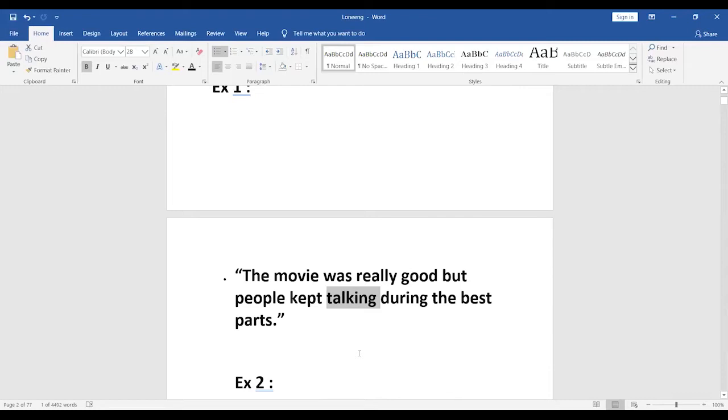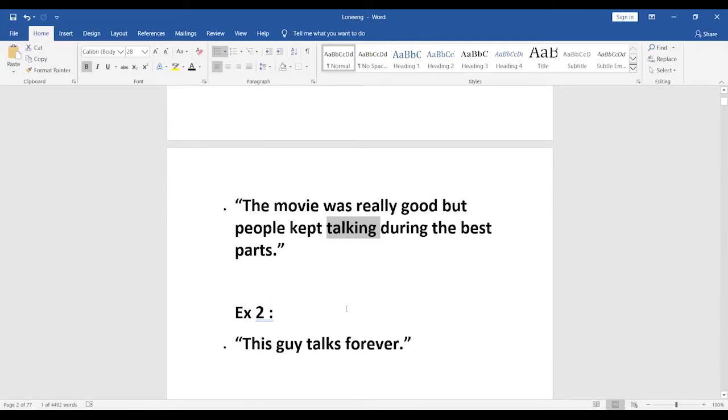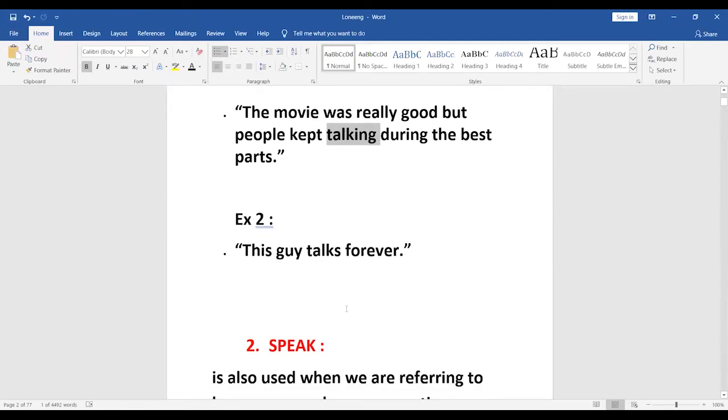And this is present continuous. We will teach you what present continuous is later on, but for now, just use the word talk and add ing to it. Okay, there's not much of a difference. It's still the same. All right. The second example is, this guy talks forever, which means he's a non-stop gabber. He keeps talking and talking and talking. So again, they've used the word talk.